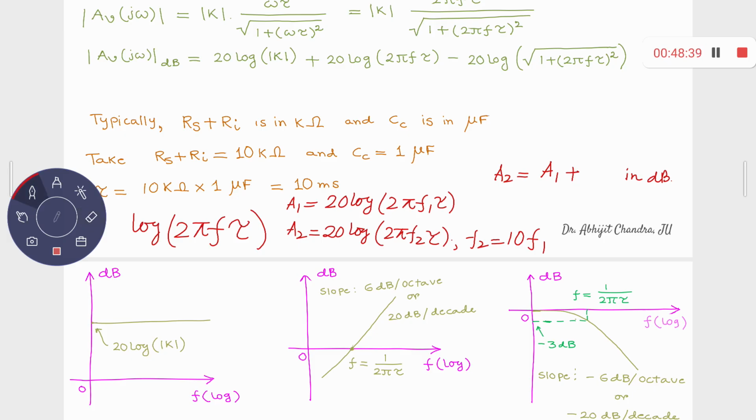A2 will be A1 plus how much? 20 log 10. Log 10 means 1. That is 20, right? 20 in dB. That means 20 dB per decade.